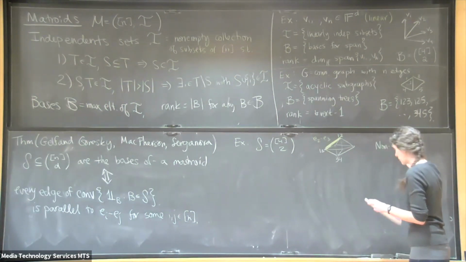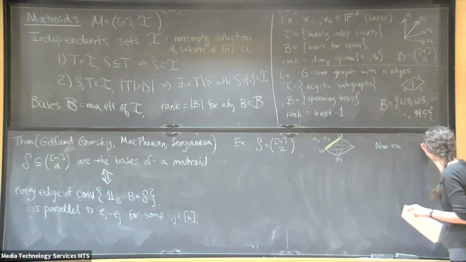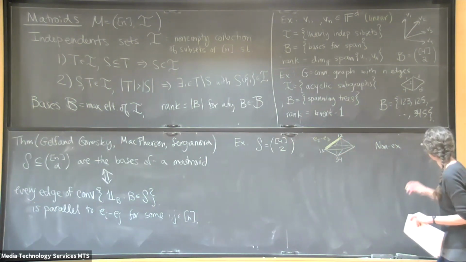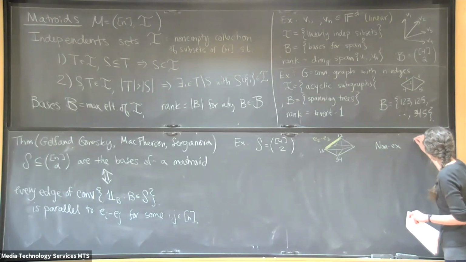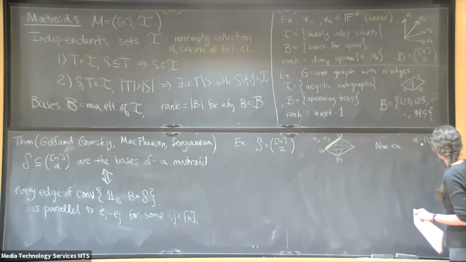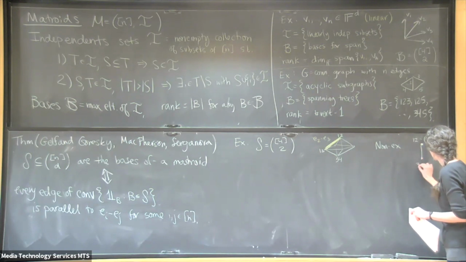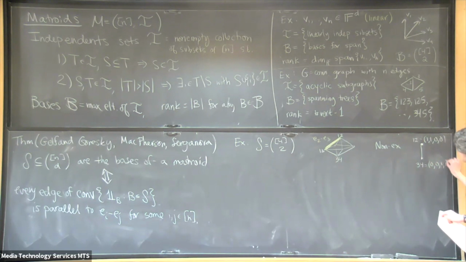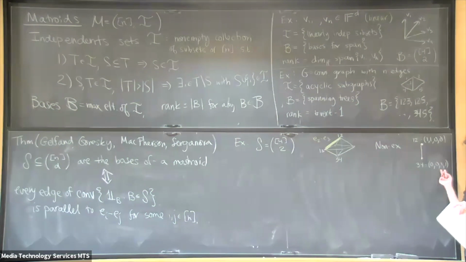So a non-example, if I took this line segment, 1, 2, by which I mean 1, 1, 0, 0, and 3, 4, by which I mean 0, 0, 1, 1. This edge is bad because I have to subtract 2 and add 2. I subtract from 2 coordinates and I add to 2 coordinates.